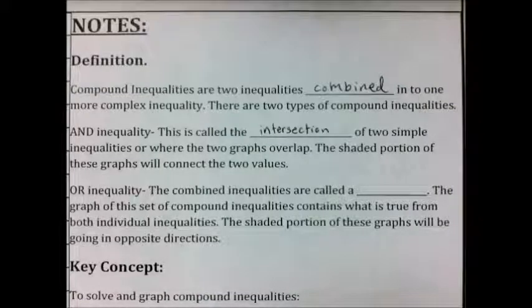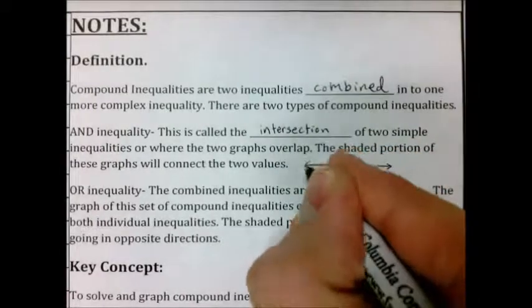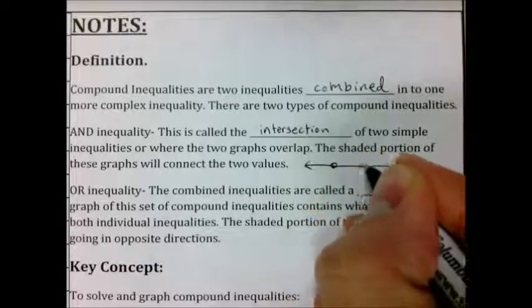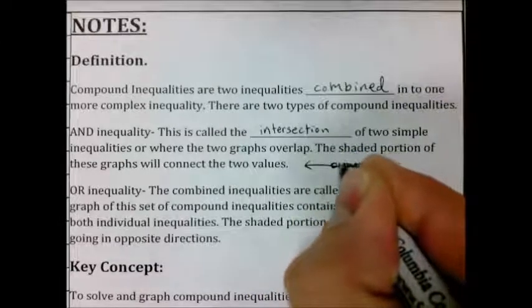So the shaded portion of these types of inequalities, the intersection inequalities or and inequalities, will connect the two values. They will go in between them. So what that looks like here is if we had a little graph and we had 2 points, an intersection or and inequality will connect the two.